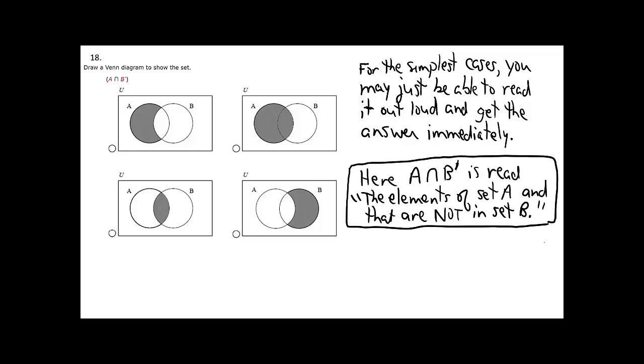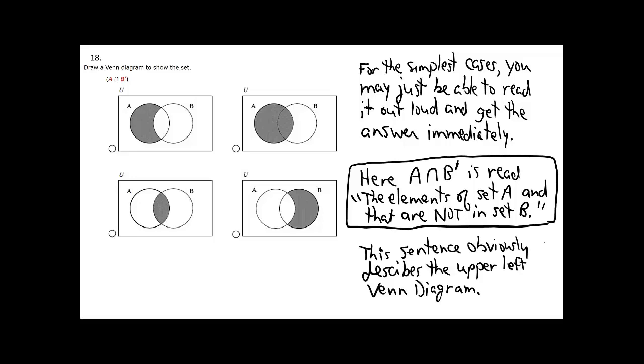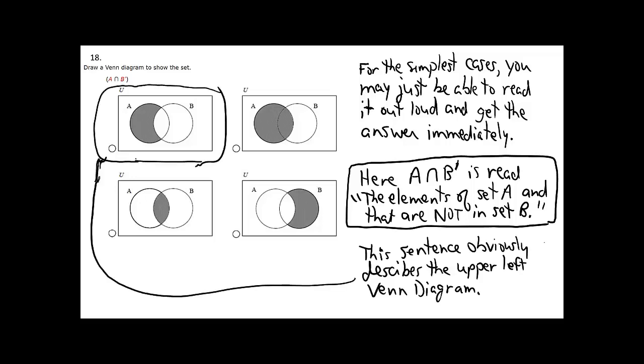A intersect B complement is the elements of set A and that are not in set B. So you want the things that are inside of A but not inside of B, and you should be able to just look and see that it describes the upper left Venn diagram. Those are the values that are inside of the circle A, but not inside of B.